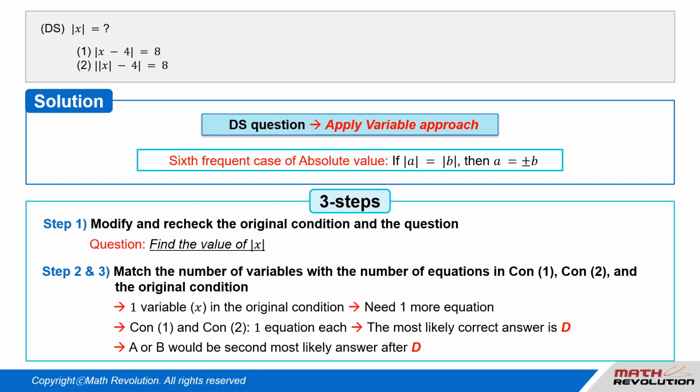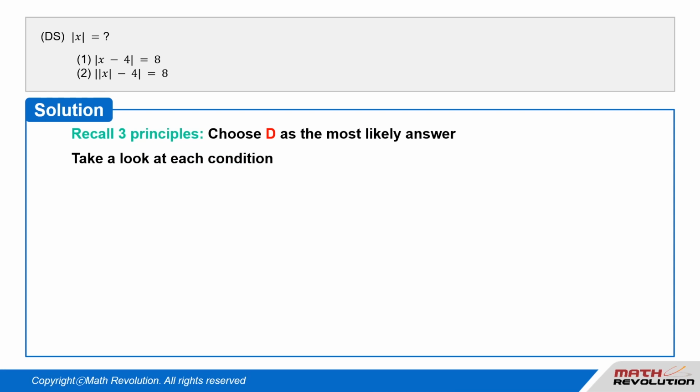Since conditions 1 and 2 will provide one equation each, D would most likely be the answer. A or B would be the second most likely answer after D. Recall three principles and choose D as the most likely answer. Let's take a look at each condition.